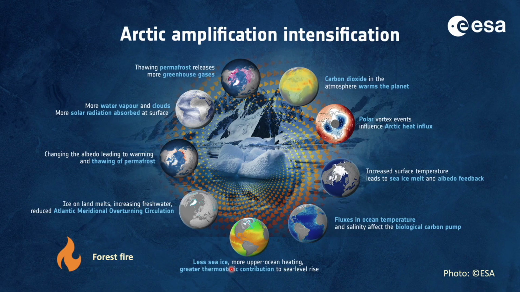The less sea ice means more ocean heating. So this is what we have seen. So a greater thermosteric contribution to sea level rise also happens, and ice on the land melts, increasing the fresh water. So this reduces the Atlantic meridional overturning circulation. So this is the jet stream, which is getting affected by the influx of more fresh water, changing the albedo, leading to warming and thawing of the permafrost. So this is what is happening on the land.